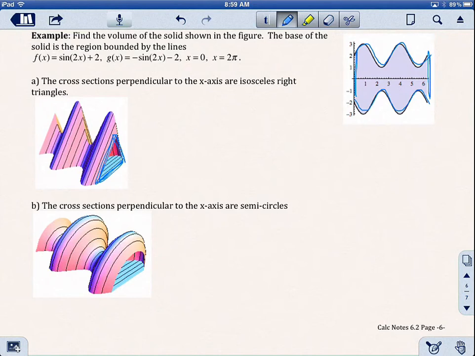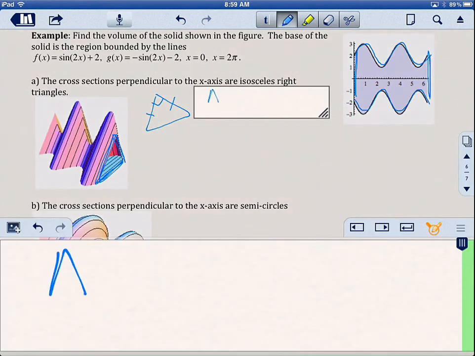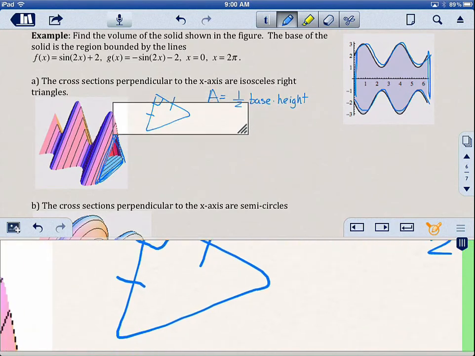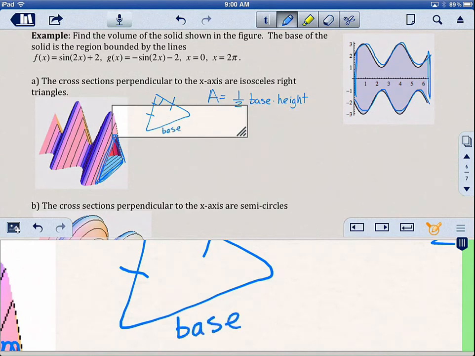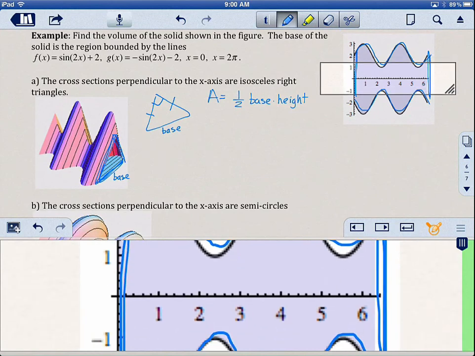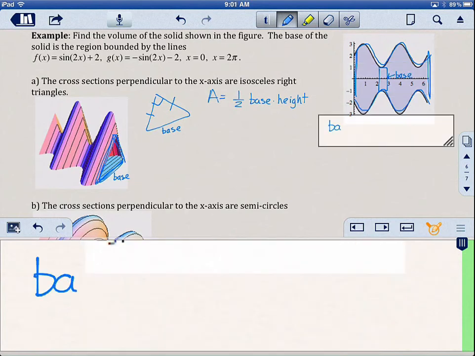If we think about an isosceles right triangle, I'm just going to draw it here. Basically, this becomes the right part. This is the isosceles part. Now we know the area of any triangle is 1/2 base times height. If we look at this, the base is right here, and basically that's the distance between our two functions on the bottom, and over here it's going to be that representative rectangle. So this is the base right here.